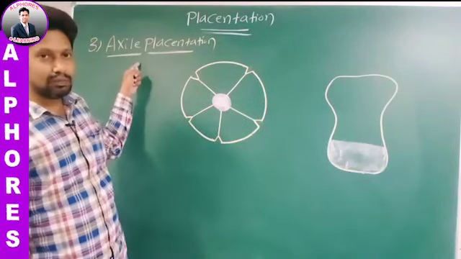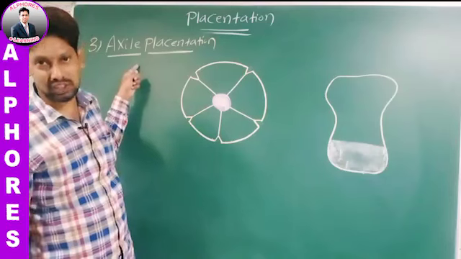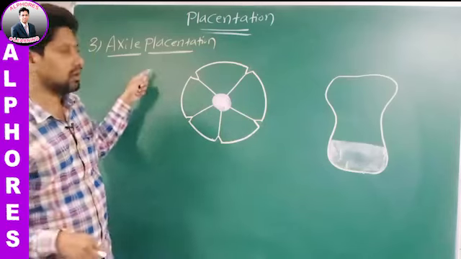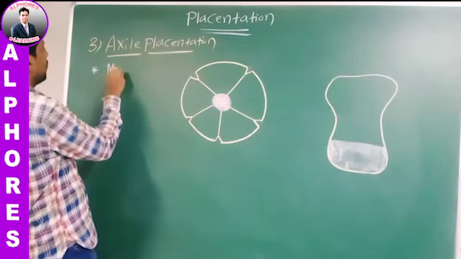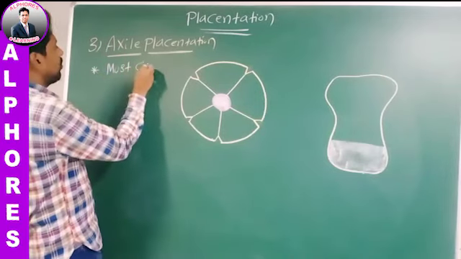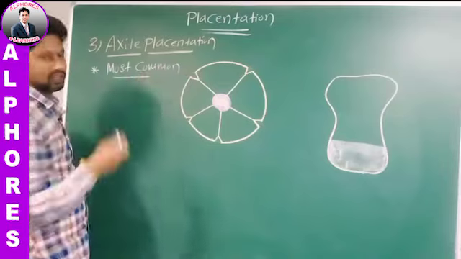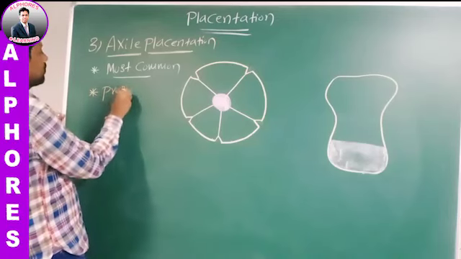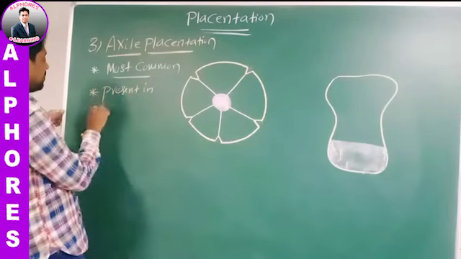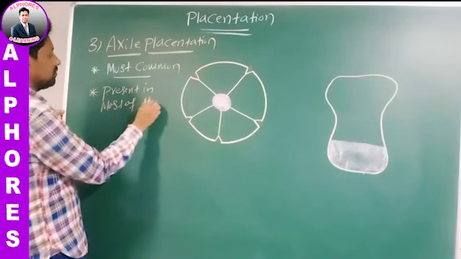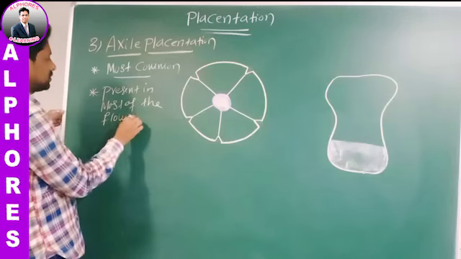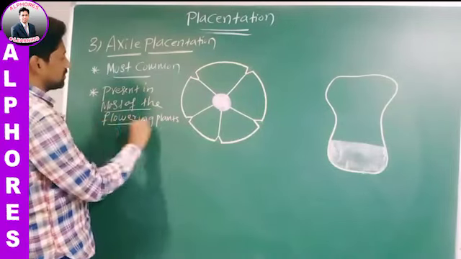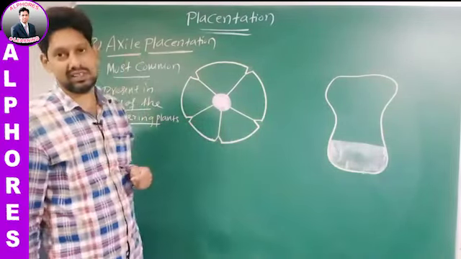Go for the third one, axial placentation. This is the most common type of placentation, present in most of the flowering plants.